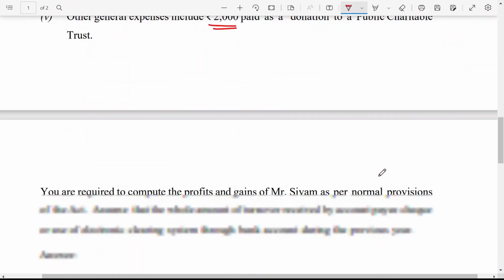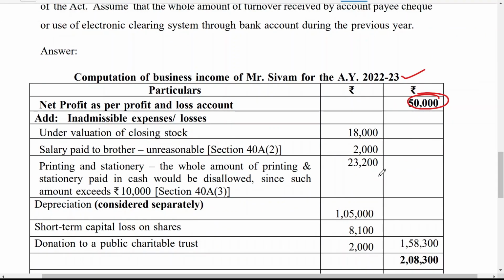Now what you have to do is add inadmissible expenses and losses, and those things we will write down here, like undervaluation of closing stock.